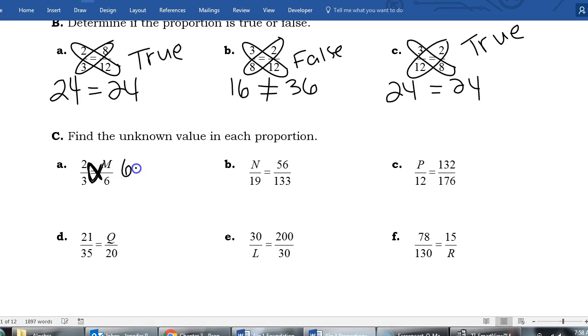So I would do 6 times 2 divided by 3 to tell me the value for m. 6 times 2 is 12. 12 divided by 3 is 4, so m is 4. I'm going to do that one again.